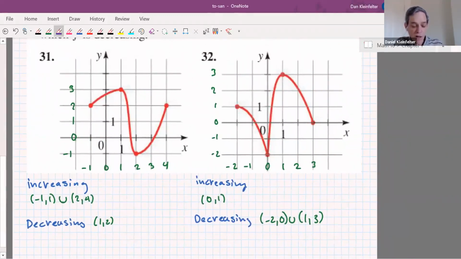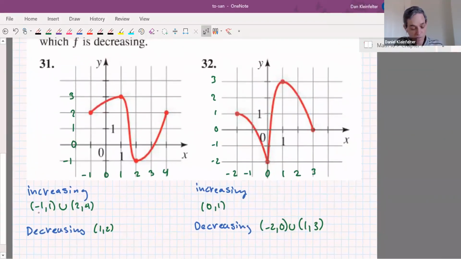So for this first one, 31, it's increasing on the interval from -1 to 1. So when x is between -1 and 1, the graph is going up. When the x's are between 2 and 4, the graph is going up. And again, notice here we put this together with the union sign. It's decreasing on the interval from 1 to 2. So when x is between 1 and 2, the graph is going down.